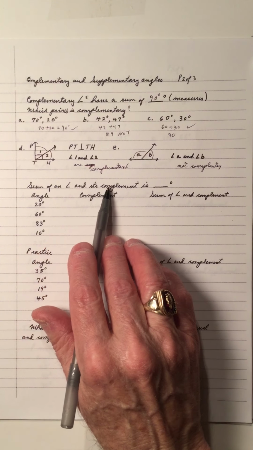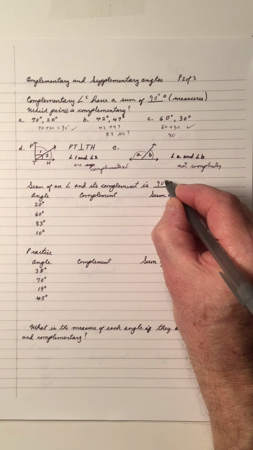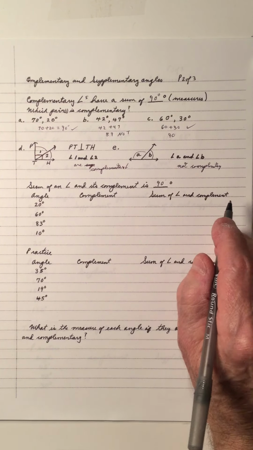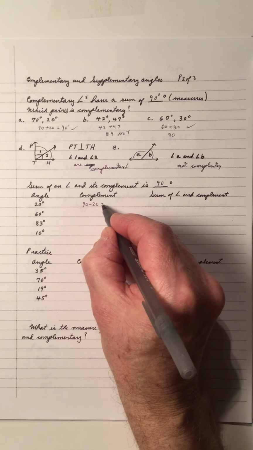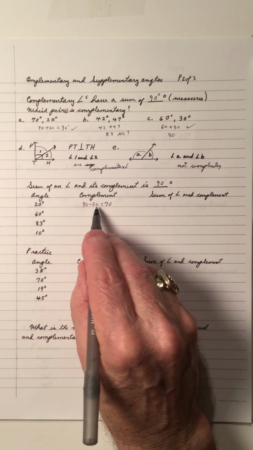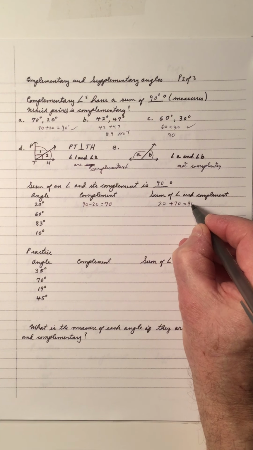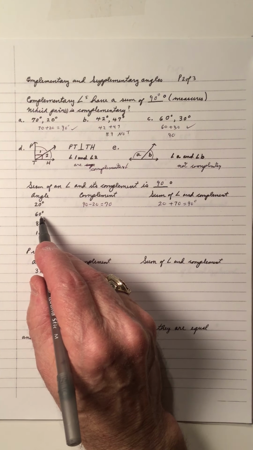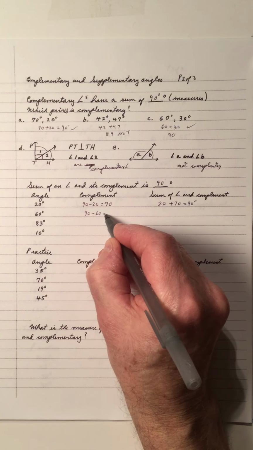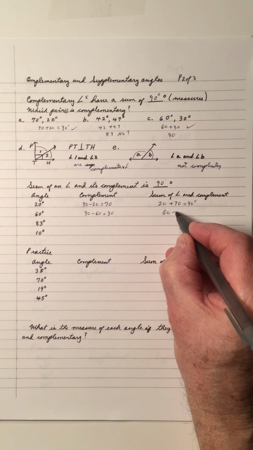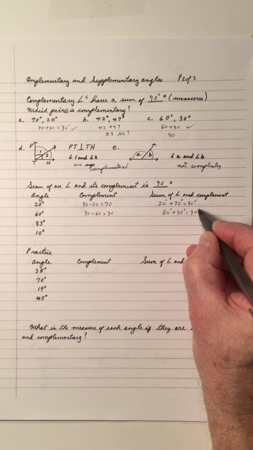The sum of an angle and its complement should be 90 degrees. So if we have 20, we take 90 and subtract 20, we get 70. So 20 plus 70 makes 90. For 60, what angle added on to 60 gives you 90? If you take 90 and subtract 60, you get 30. So 60 plus 30, these are degrees now, gives you 90.